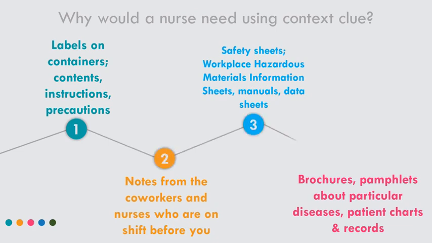Why does a nurse need to use context clues? First, because you need to read labels on containers, like the contents, instructions, and precautions. When you read the label in an urgent situation and you find unfamiliar words, it will be troublesome to find the dictionary first and look up the meaning. Therefore, you need to guess the meaning by its context.